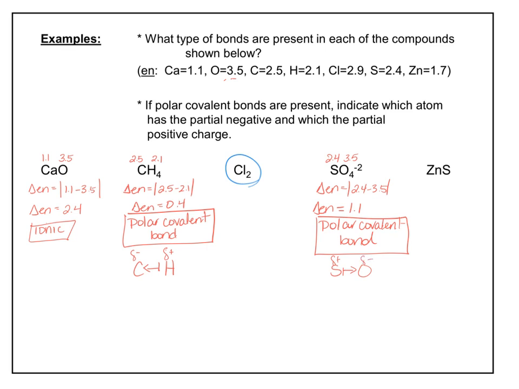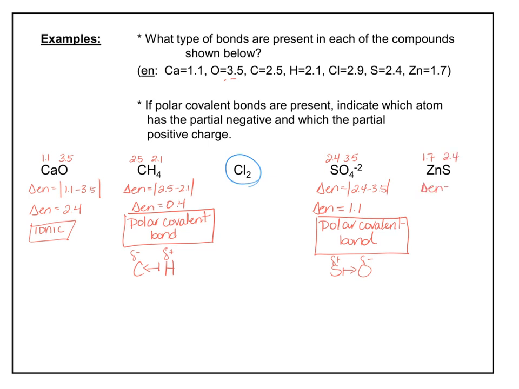And the last example, now zinc and sulfur. If I were to ask you right now, what do you predict? I have zinc, a metal, sulfur, a nonmetal. I hope you would say you'd predict that this would be an ionic bond, right? Metal and nonmetal. Let's take a look. So zinc's electronegative value is 1.7 and sulfur's is 2.4.